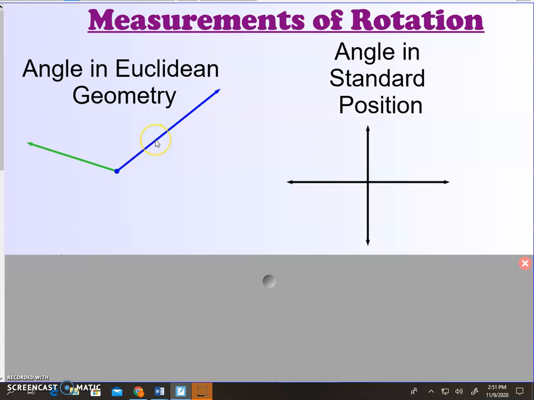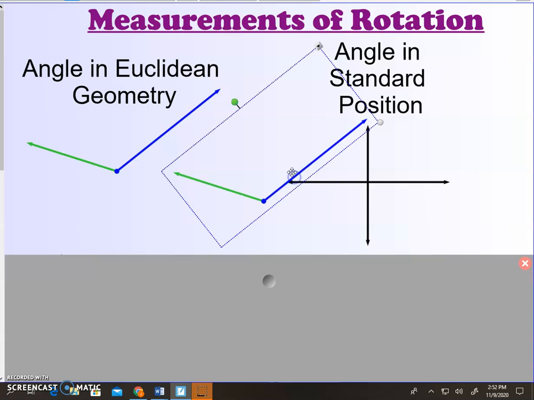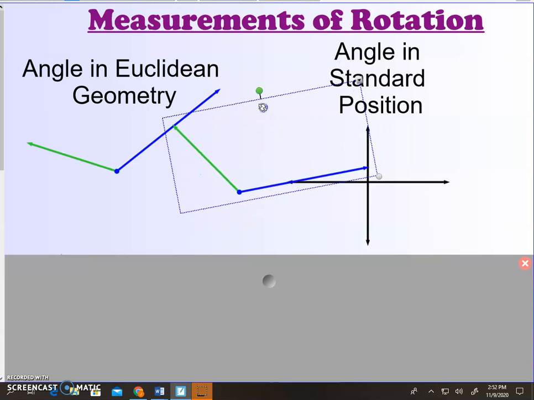So what is the rotation from this blue ray to this green ray, using this vertex as your point of rotation? And, you know, these angles could be open any which way, and they could be all over the place. But in pre-calculus, we want to grab those angles and anchor them down. And that position that we anchor angles down in is called standard rotation.